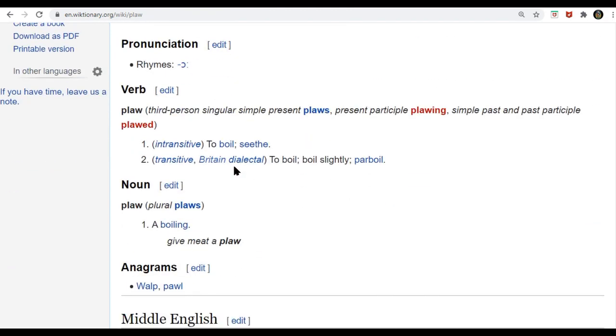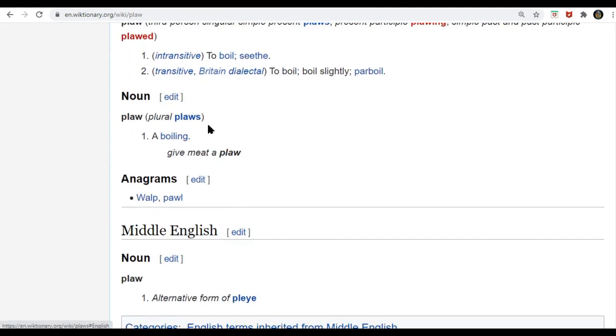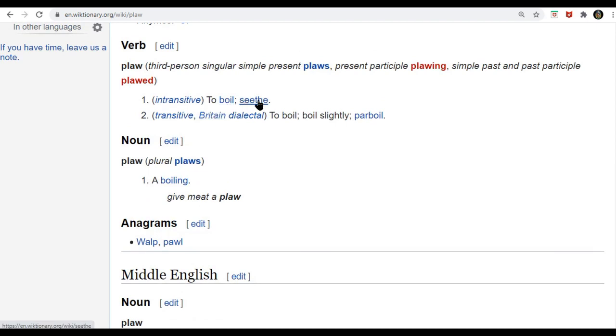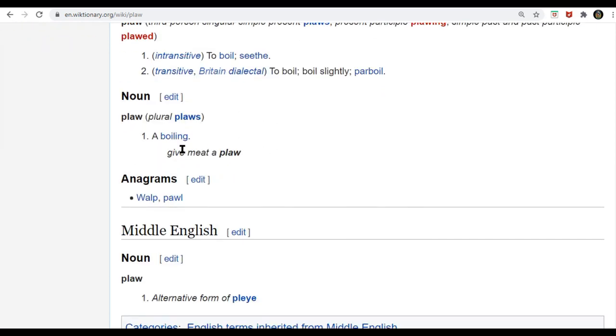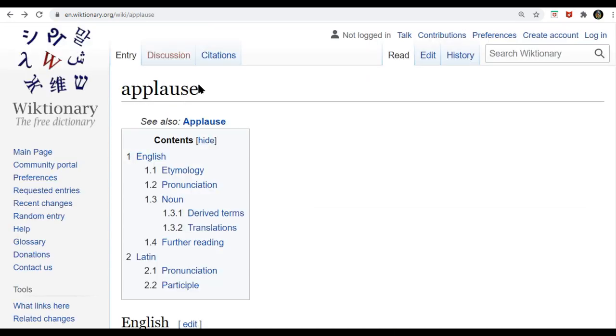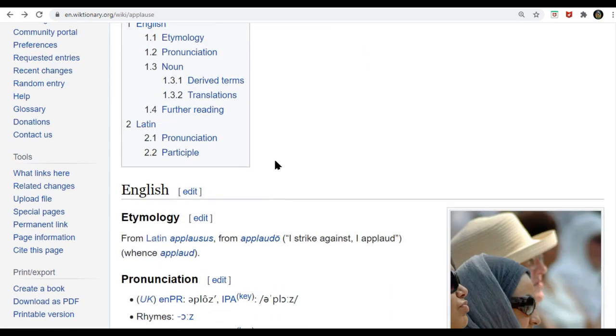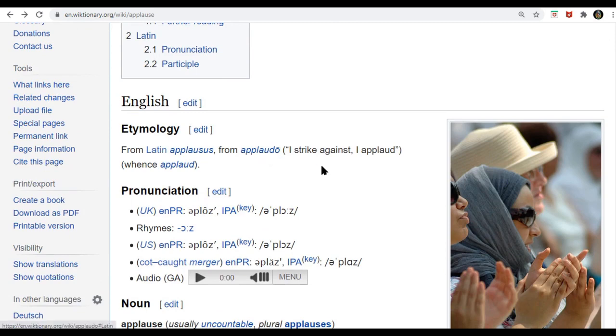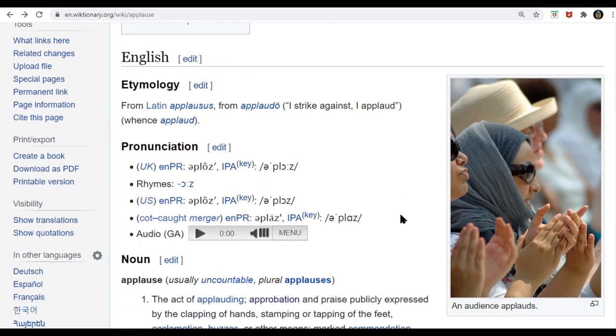And that comes from boil. When you start boiling it, it starts moving quicker. Boiling, plaw. And this is where your word applause comes from. When a king walks in, you start to applaud. You better start moving, making some noise. Let's hear it for the king.